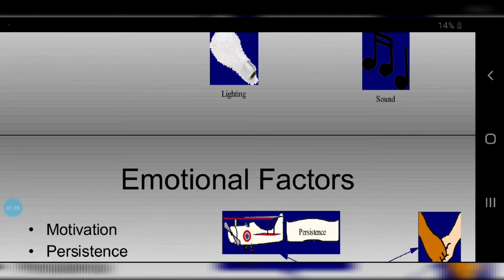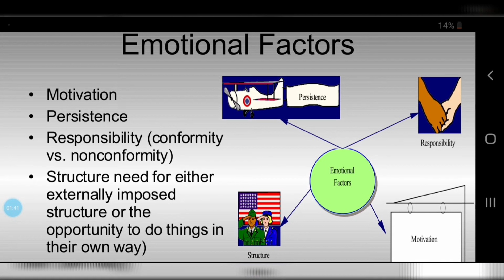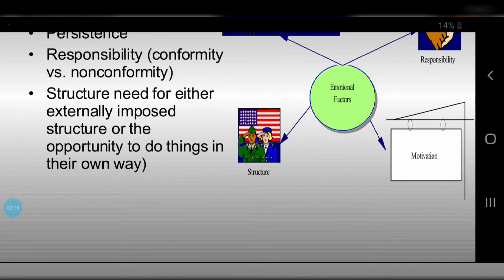And then we have the emotional factors. For the emotional factors, we have the motivation, persistence, responsibility, conformity versus non-conformity, and structure. Structure is needed for either externally imposed structure or the opportunity to do things in their own way. For example, some people must complete a project before they start a new one, and others work best on multiple tasks at the same time. So that's for emotional factors.